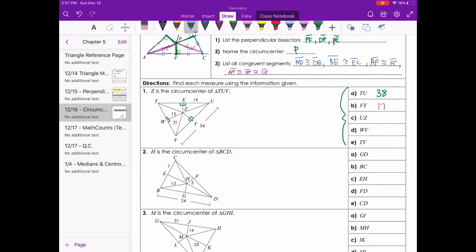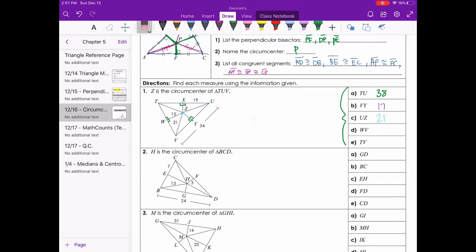UZ is this segment right here that connects the circumcenter to the vertex. Again, if I know that this is the circumcenter, then the distance to all vertices would be equal to each other. So if this distance right here is 21, then my other distance from circumcenter to vertex would be 21 as well.